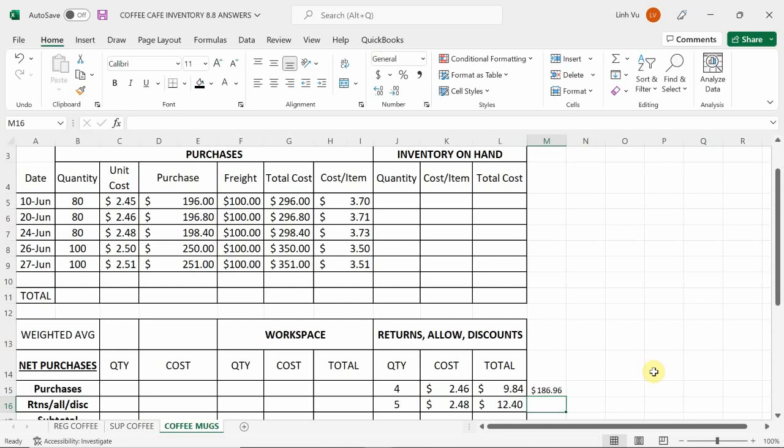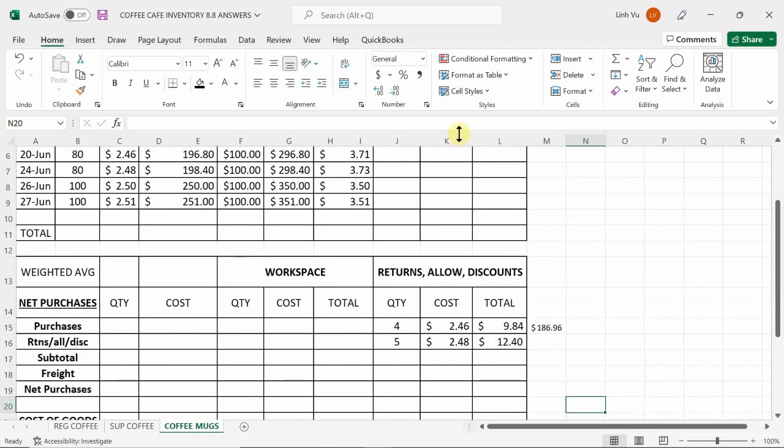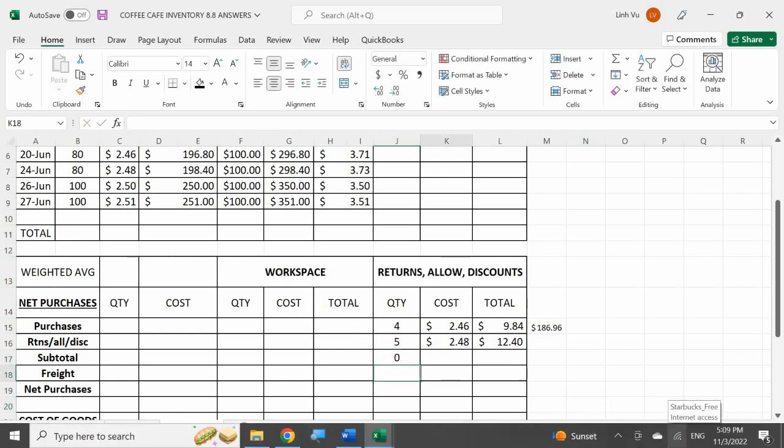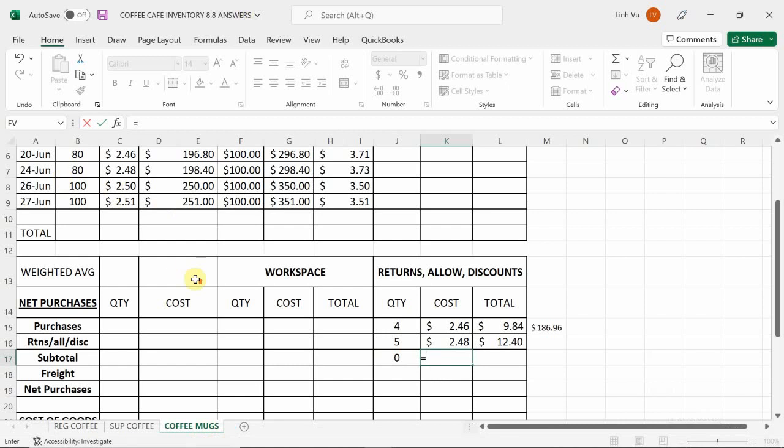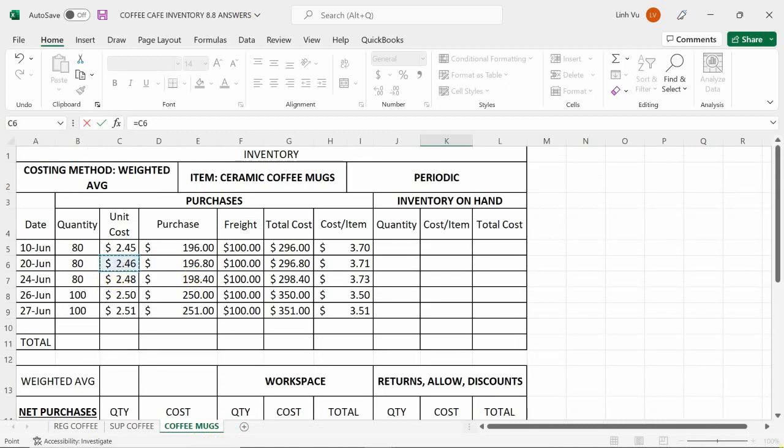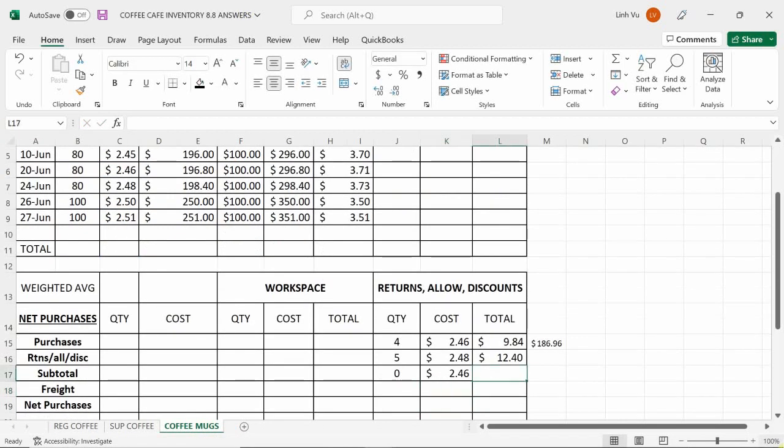You can't discount freight. So in this case, I'm looking at the total amount that I purchased to be $186.96. And I can take a 1% discount off of that. So you're going to put this down here, because the discount does not affect the quantity. But I am making a discount off of the second batch of inventory, which is that $2.46.